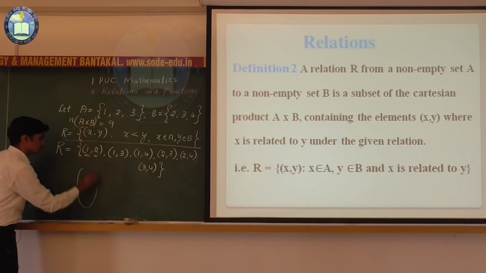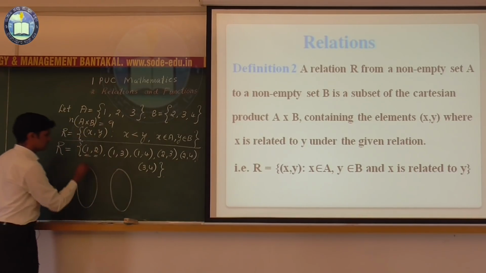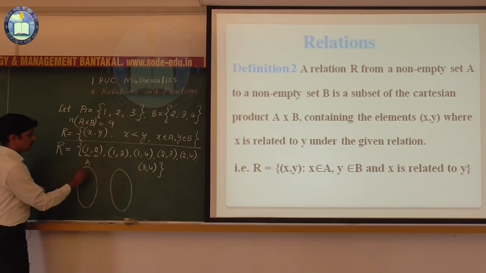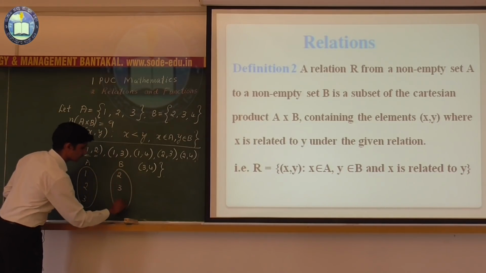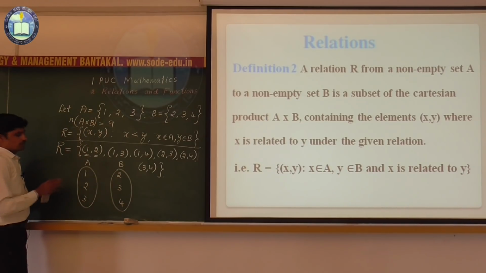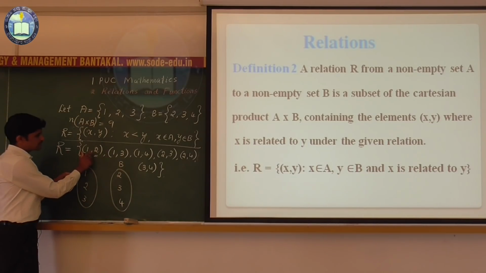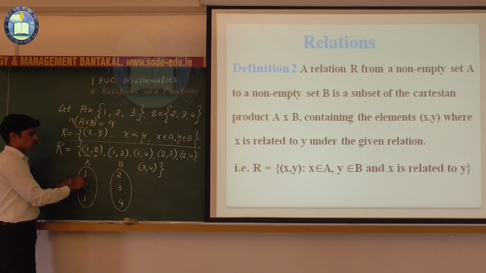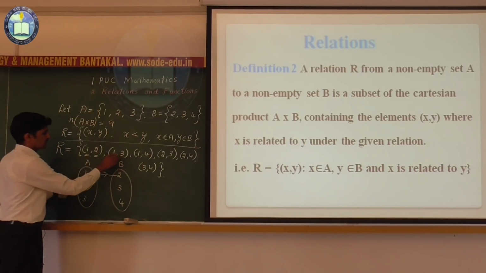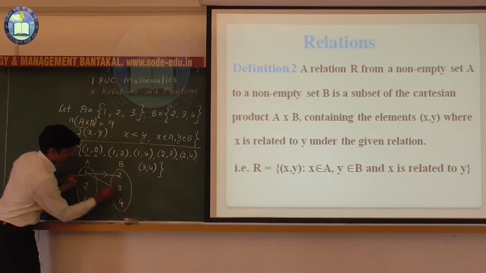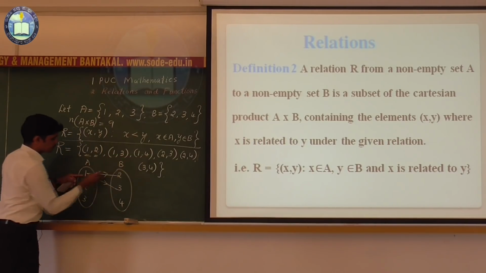We can also represent this using arrow diagram, where this is the set A containing the elements 1, 2, 3, and this is the set B containing the elements 2, 3, 4. Now the relation R contains the elements where x is related to y in set B. X belongs to set A, y belongs to set B. Now you see 1 is related to 2, therefore 1 maps to 2 here. 1 is related to 3 here. 1 is related to 4 also.